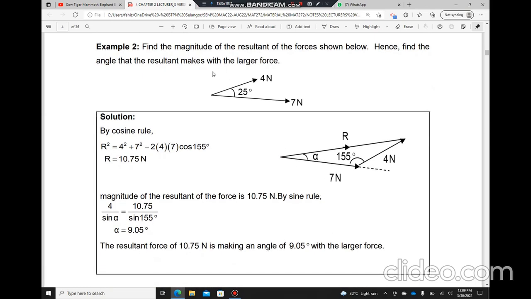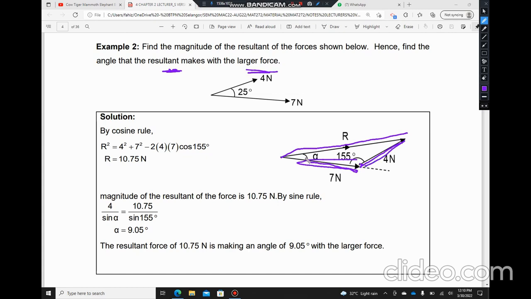Okay, then here we have the second question: find the angle that the resultant makes with the largest force. Okay, maksud dia resultant ni dia buat angle dengan largest force. So resultant kat sini, resultant with larger force. Okay, larger force kat sini 7. Force dia 7, kat sini force dia 4. So kita nak larger, yang ni lah maknanya sudut antara resultant dengan larger force, sebab force yang large adalah 7.